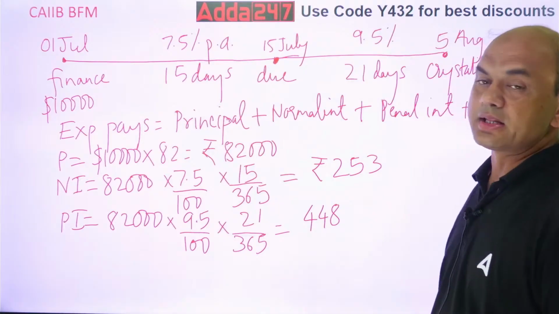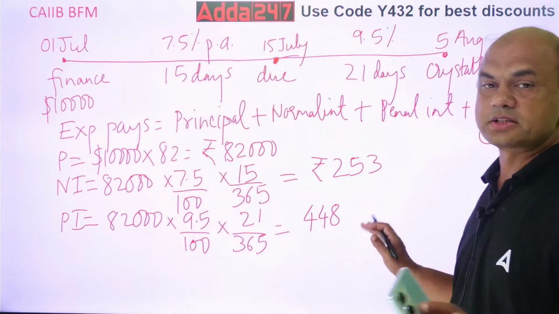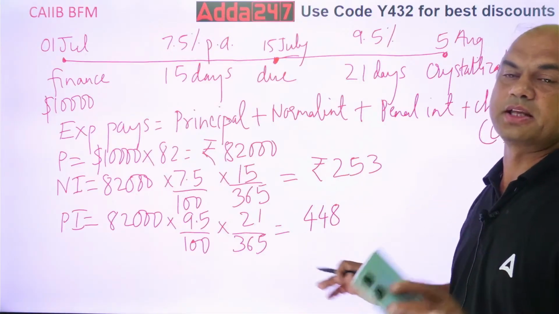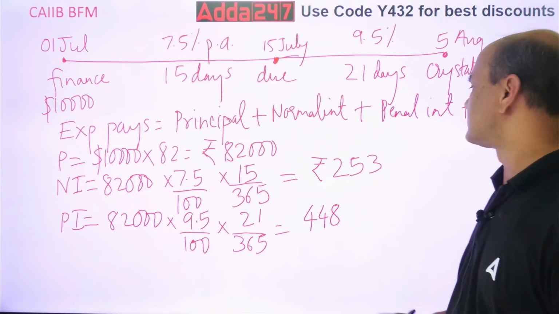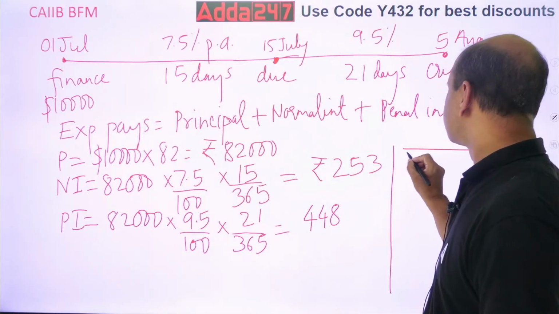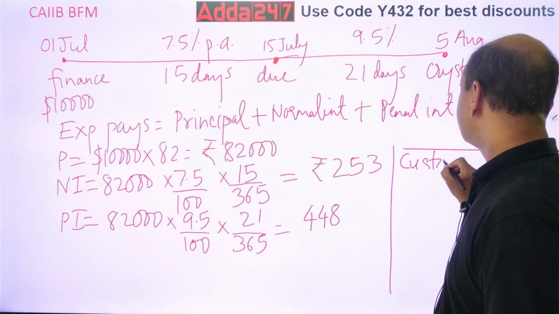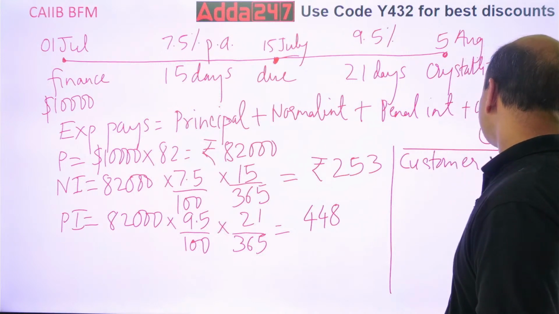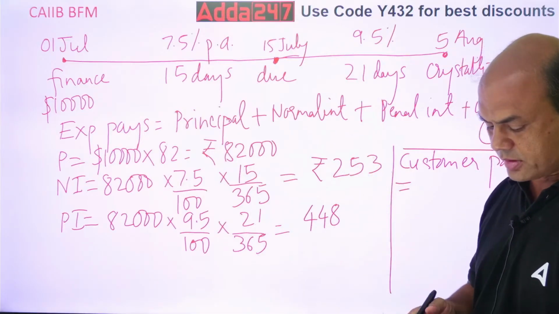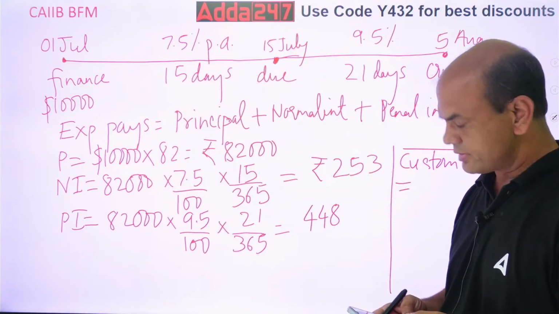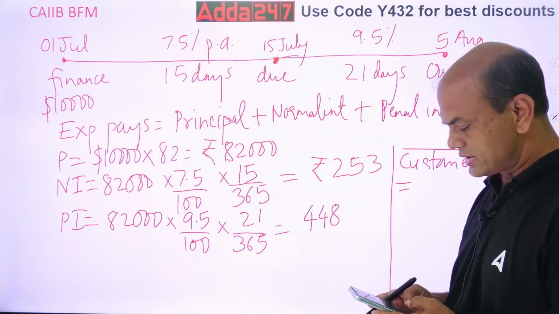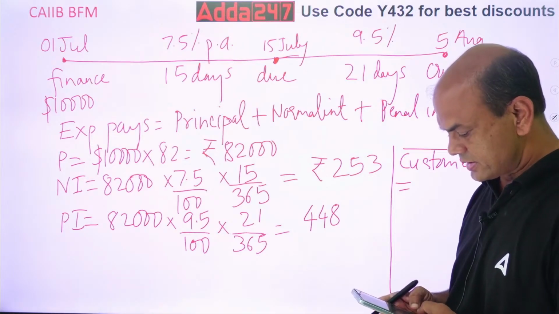What is the final answer then? What should the customer pay me as a bank? I am the bank. Customer is the exporter. So what should the customer pay me? Customer or exporter pays the total of all these: 82,000 plus, what is this, 253 plus this last one.